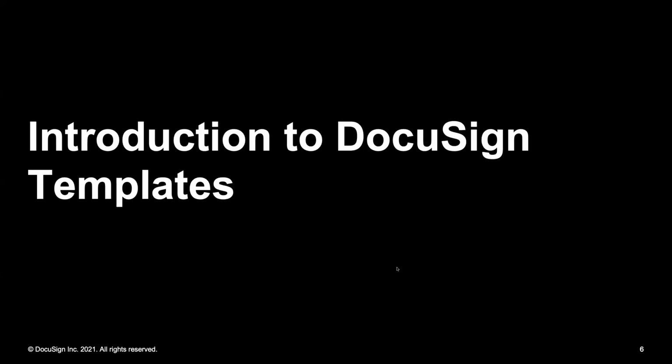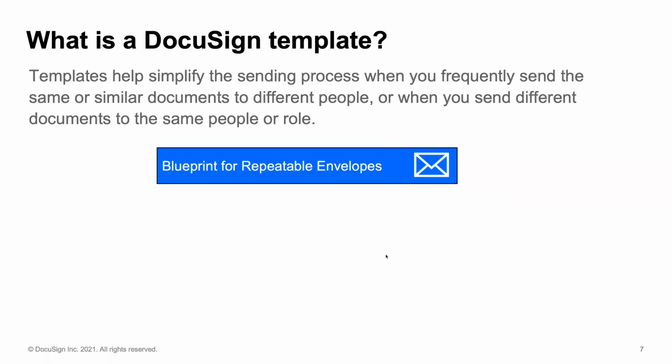So let's start with that introduction to templates. So what exactly is a template in DocuSign? I'm sure we're all familiar with the term template just from other software applications or applications that you use. But a template in DocuSign is a blueprint for repeatable envelopes. So if you find yourself sending the same envelopes over and over again, it's going to be in your best interest to create a template to streamline that use.